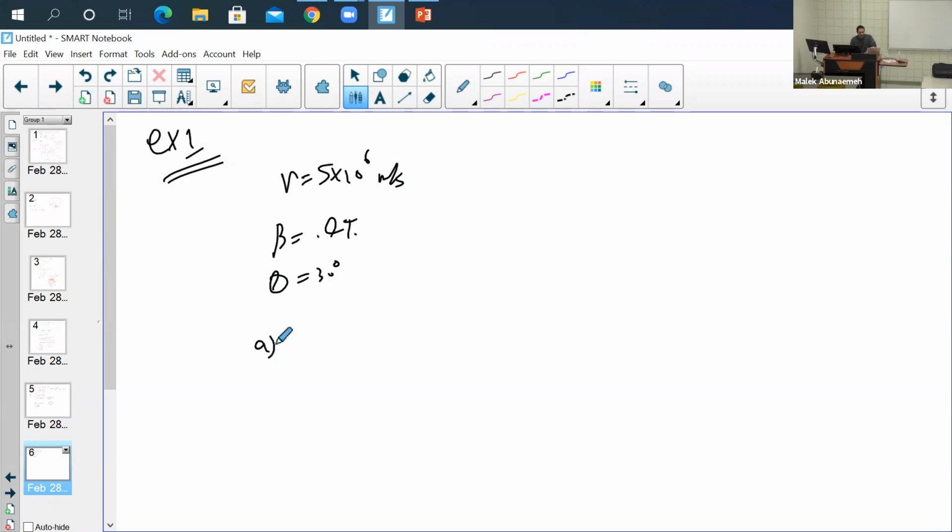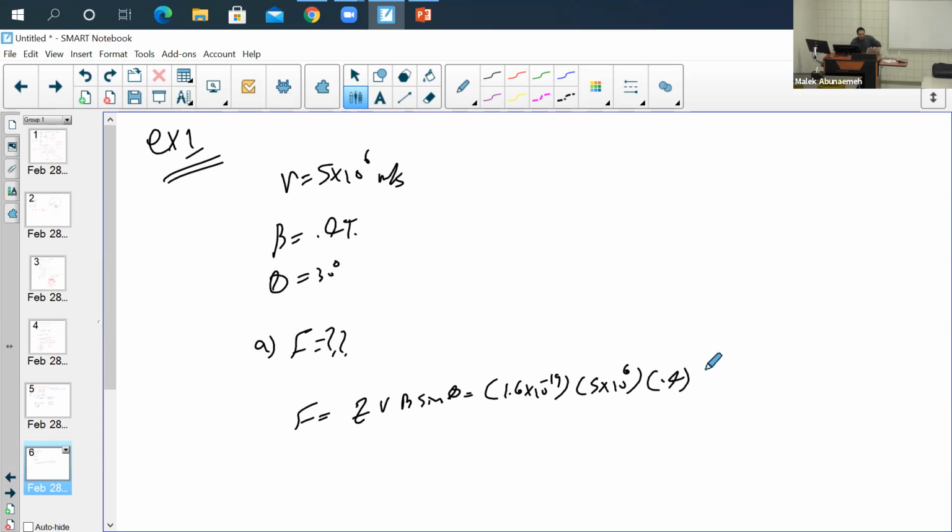Now, for A, you want to find the magnitude and direction of the force on the proton. So your force, that's what we need to find, is going to equal QVB sine theta. So it's going to equal the charge, 1.6 times 10 to the negative 19, multiplied by the velocity, 5 times 10 to the 6th power, multiplied by your magnetic field, 0.4 Teslas, sine the angle between them, which is 30 degrees. And plug it in.